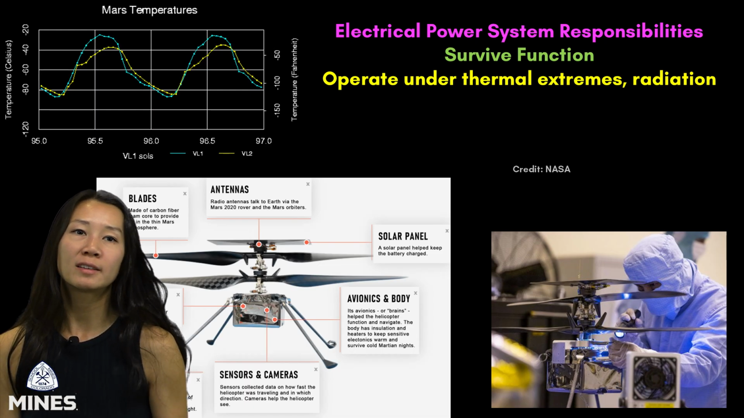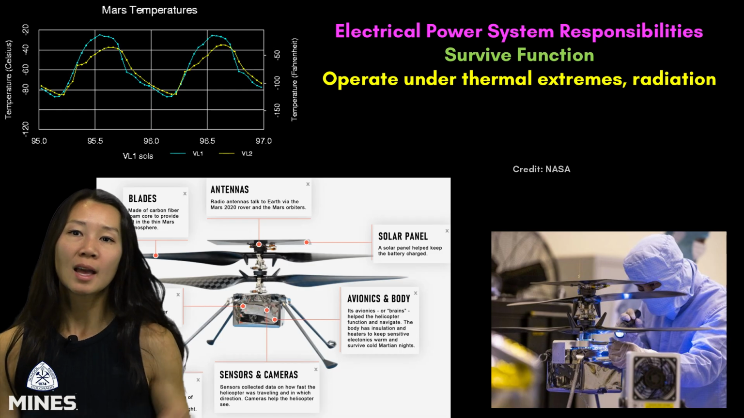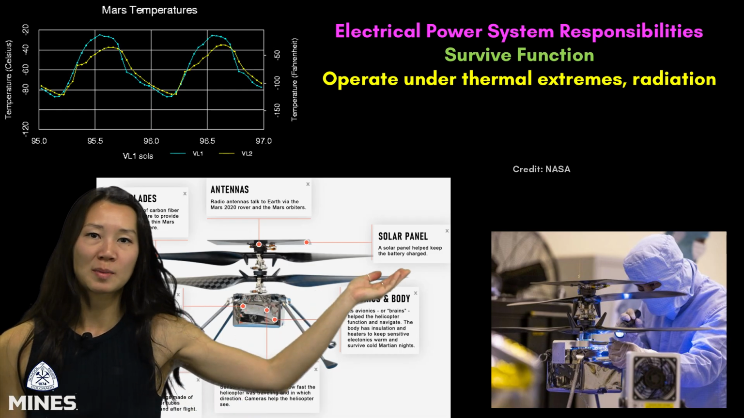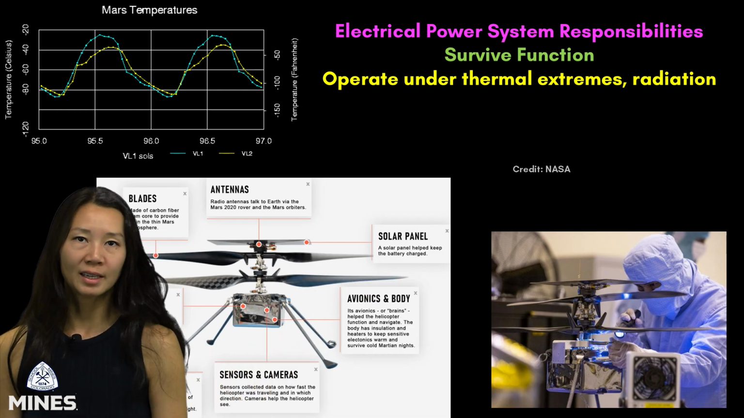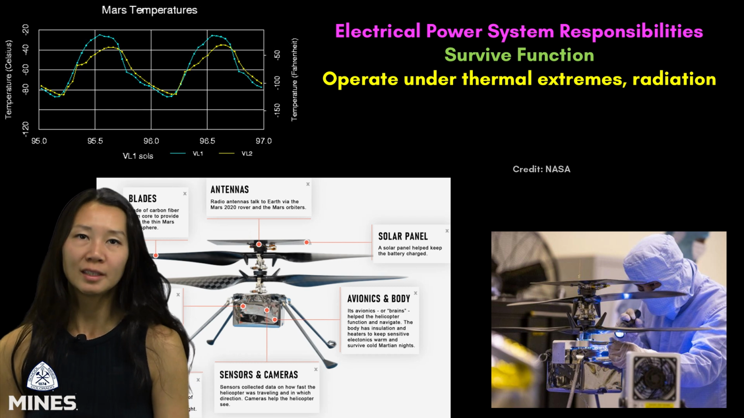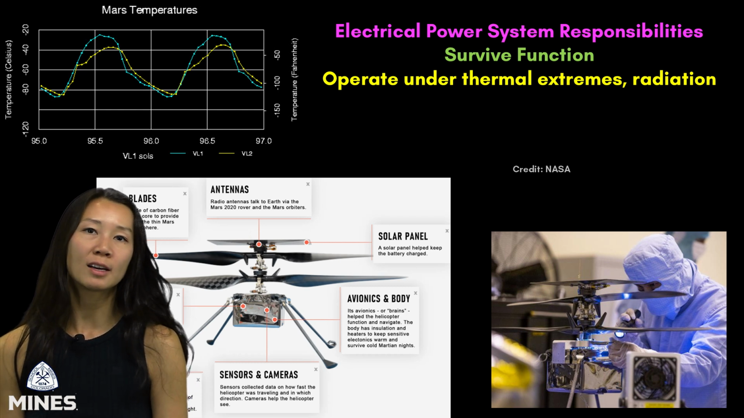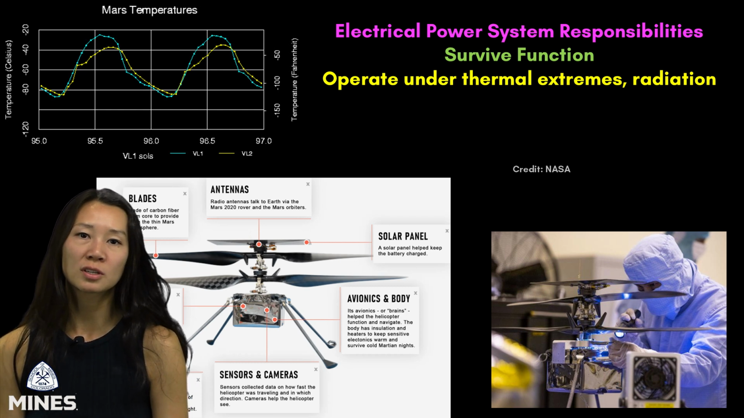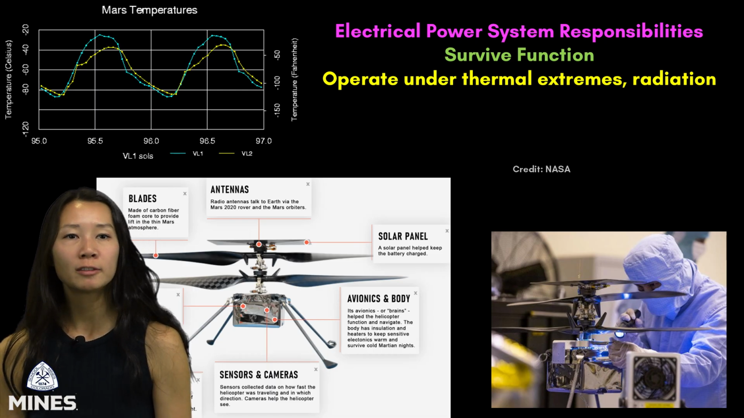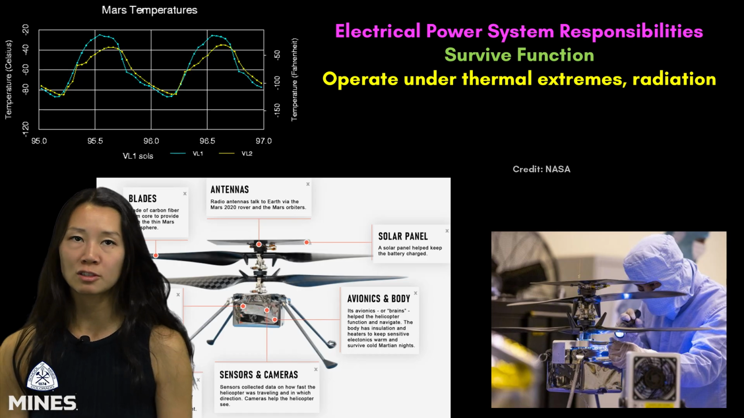And to protect these batteries, Ingenuity employs the Helicopter Warm Electronics Box, or HWEB. This insulated enclosure, equipped with heaters, maintains the battery and avionics within operational temperatures during the frigid Martian nights. Without such thermal management, the batteries could suffer irreversible damage, jeopardizing the mission's success.